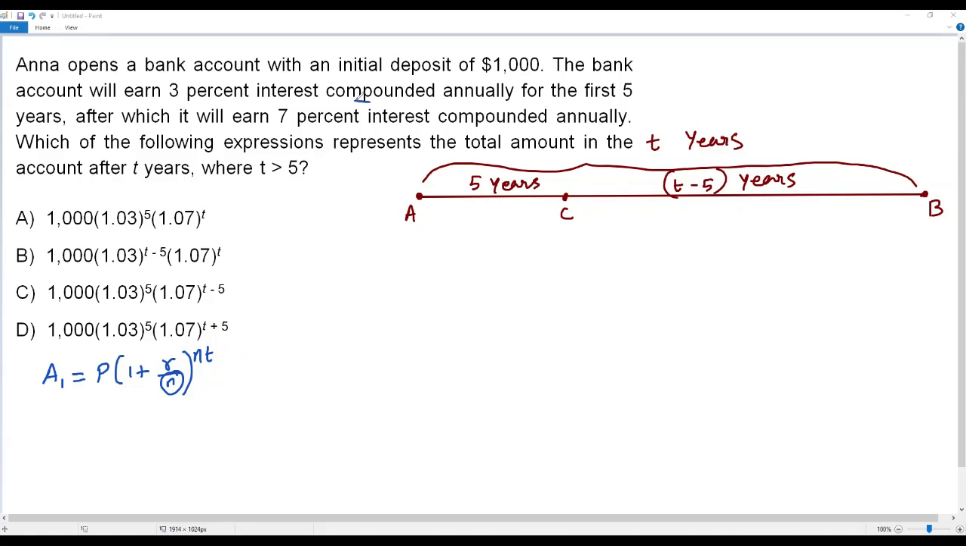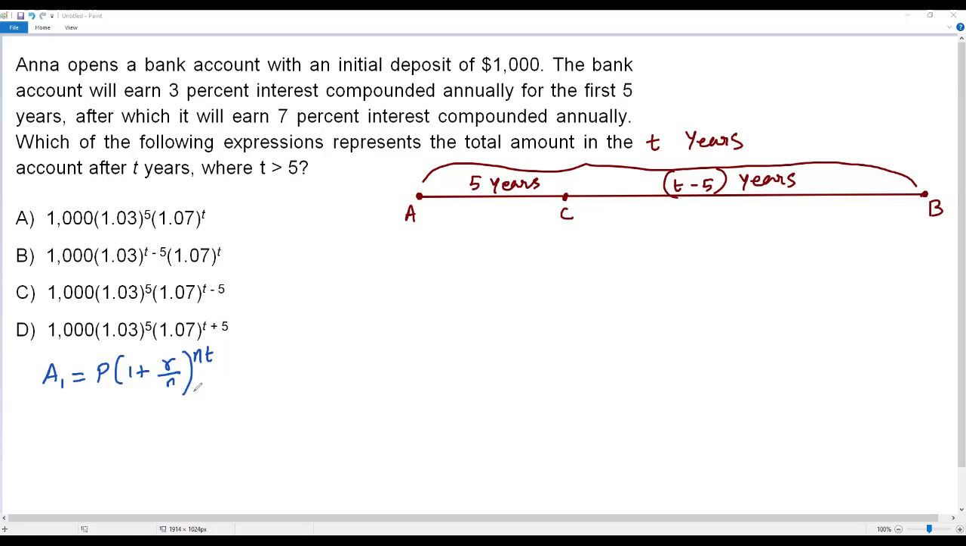Since interest is compounded annually, that is, compounded once in a year, in this case N is equal to 1. In case the interest is compounded semi-annually, that is once in 6 months, then in a year the interest will be compounded 2 times. In that case, N will be 2. If interest is compounded quarterly, that is 4 times per year, in that case N is equal to 4. But here interest is compounded annually, that is once in a year. Since N represents the number of times interest is compounded in a year, it is just 1.